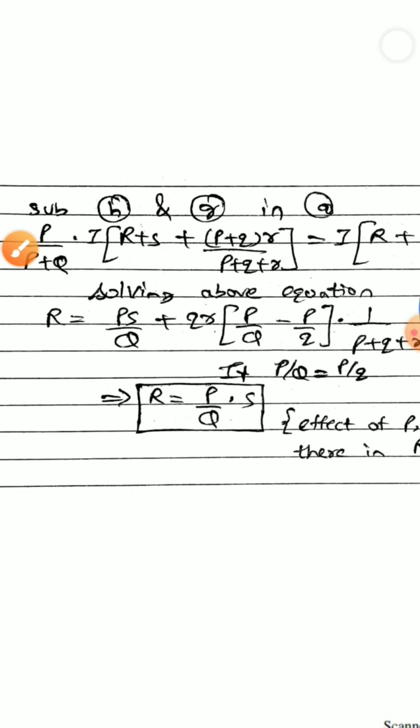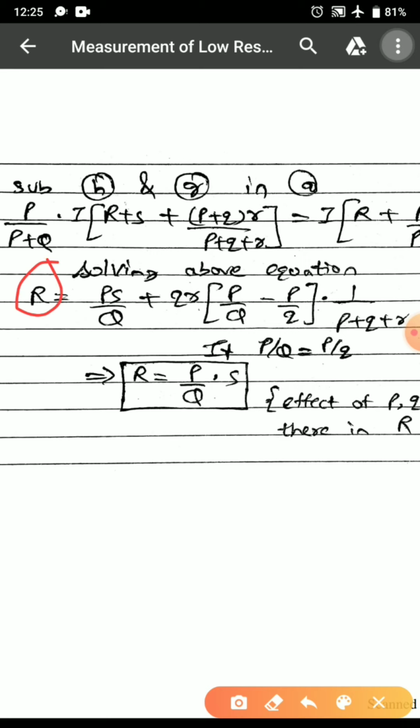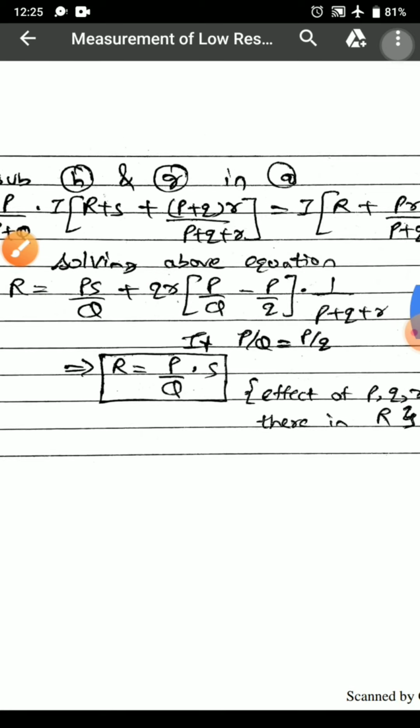Solving this equation further, I get R equal to capital R equal to capital P S by Q plus small q r, that is capital P by Q minus small p by Q into 1 by P plus Q plus R.